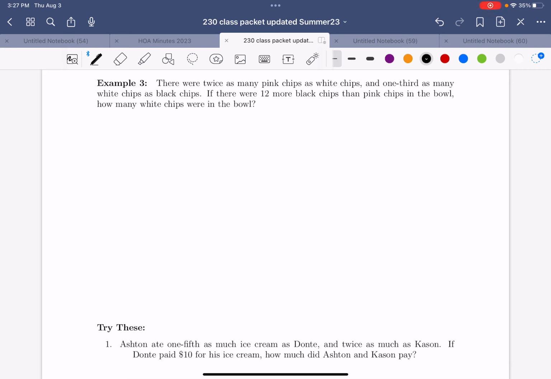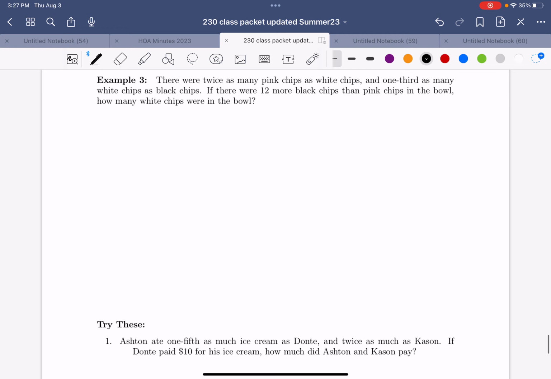So we were going through the algebra problems and we are on to example 3. So there were twice as many pink chips as white chips and 1/3 as many white chips as black chips. So when I approach these with algebra, I approach it the same way that we did with boxes. So I'm going to start by finding my first ratio, and that's the word twice. So twice is 2 to 1, and this is pink to white.